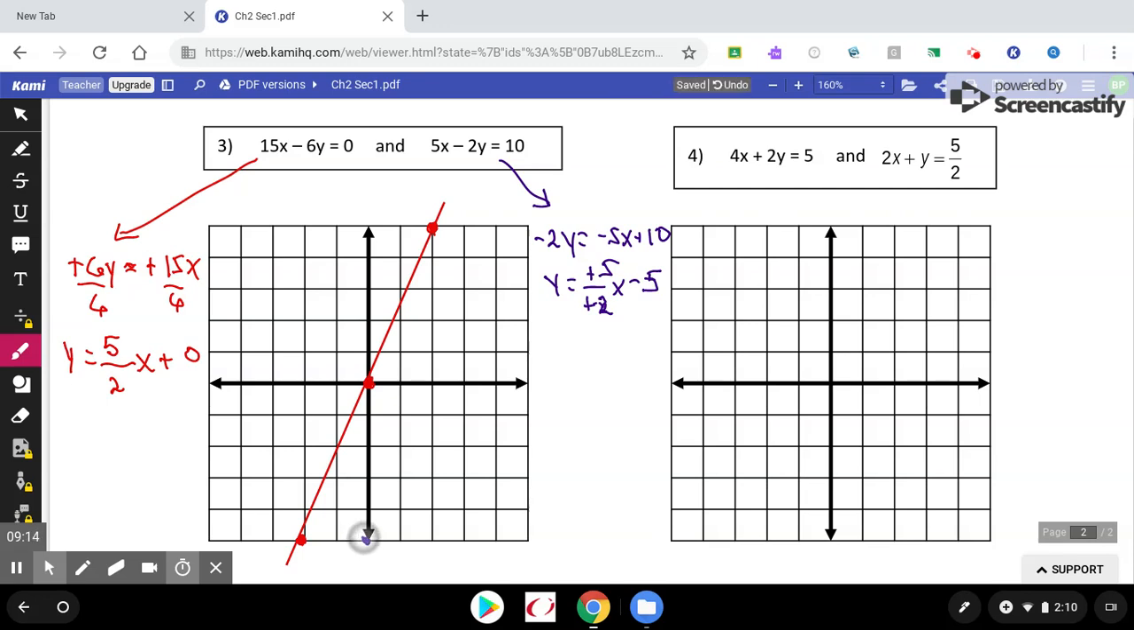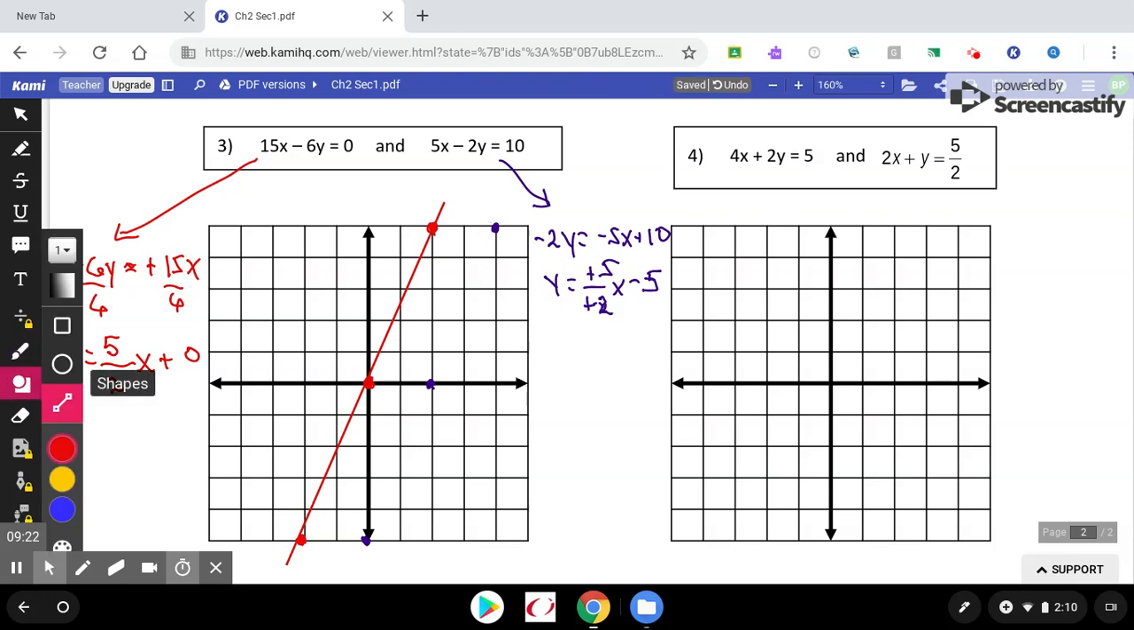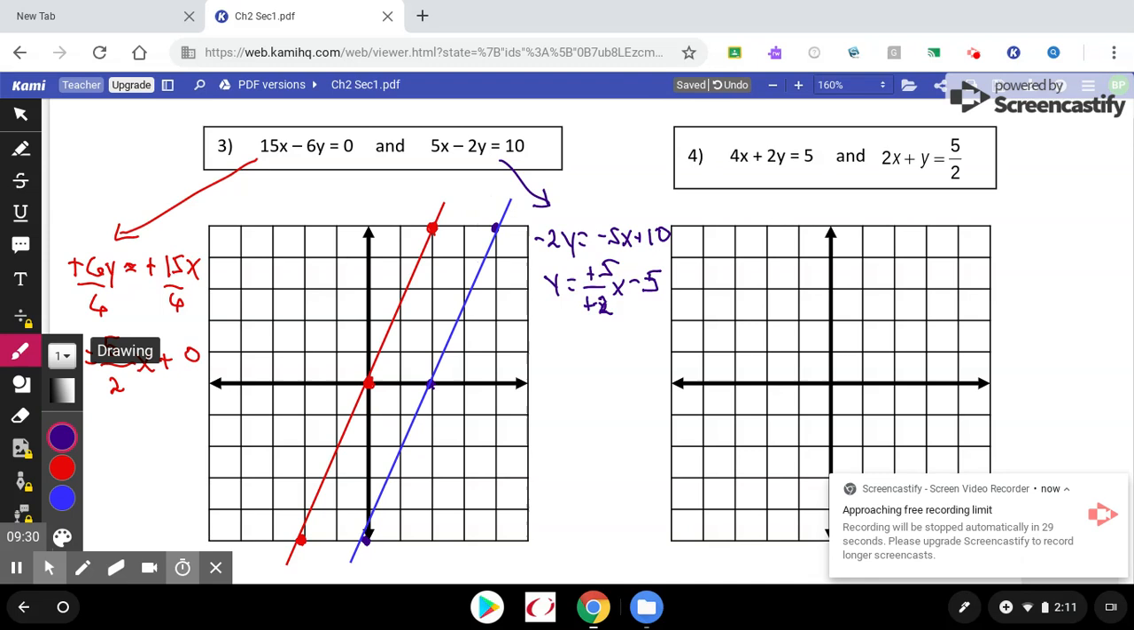So what's coincidental about those two graphs? They both have the same slope. But if I'm going to graph them like the directions say, then I should graph them. So there's my y-intercept of -5. There's my up 5 and over 2. So where do they cross, guys? They don't cross. And if they don't cross, we write no solution.